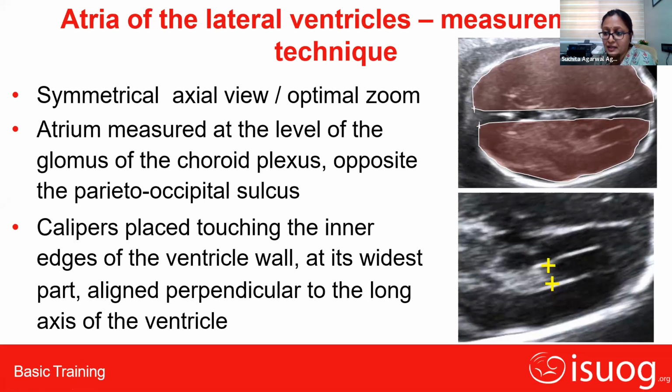So if this is the long axis of the ventricle, it should be aligned perpendicular to it. So this is how we measure the atria of the lateral ventricle: at the glomus of choroid plexus, opposite the parieto-occipital sulcus, and inner edges. This is what we have to remember.